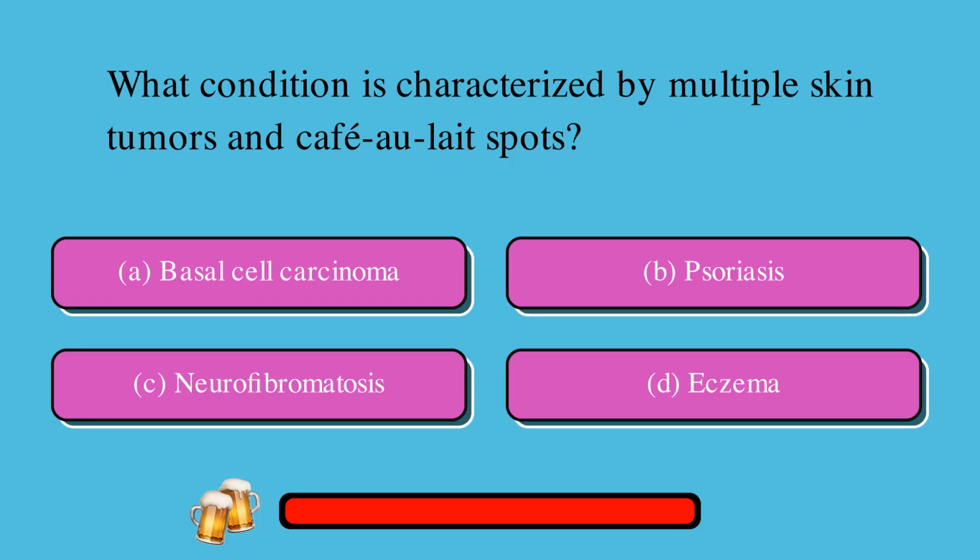What condition is characterized by multiple skin tumors and café-au-lait spots? A. Basal cell carcinoma, or B. Psoriasis, or C. Neurofibromatosis, or D. Eczema. The correct answer is C. Neurofibromatosis.